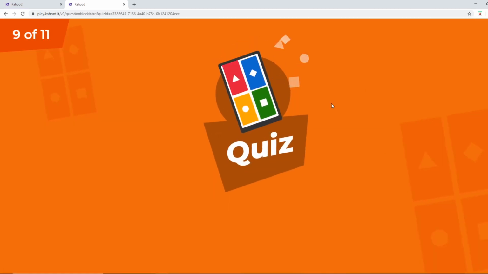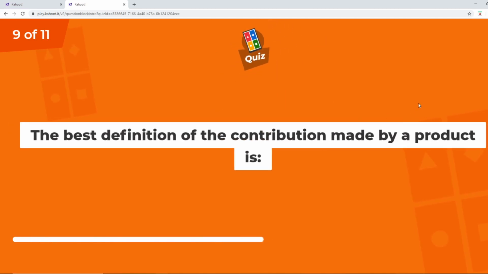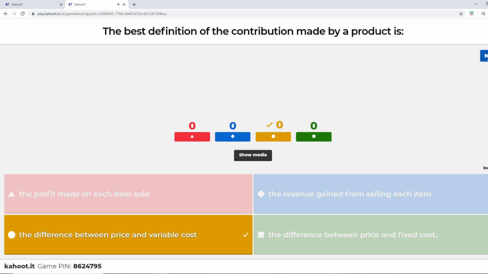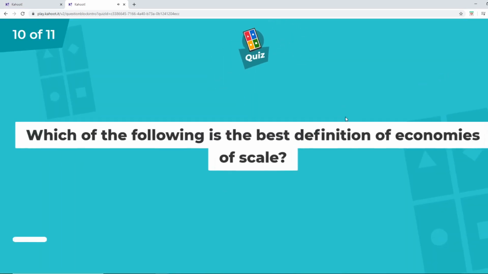So the very last one. I'm going to skip this one. So this is the last one. The last one here.